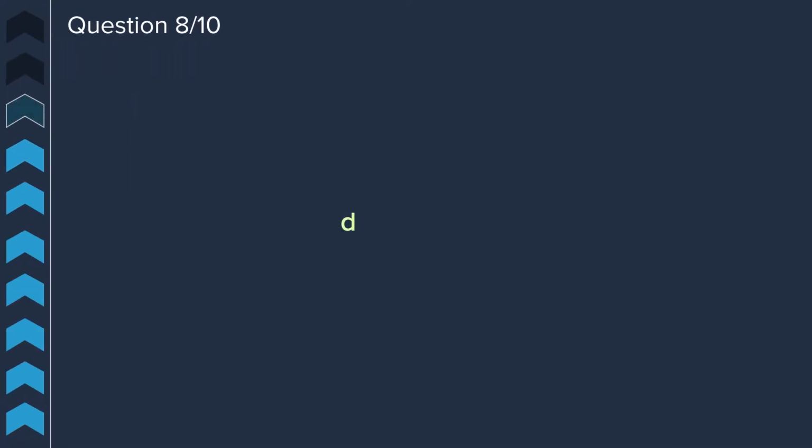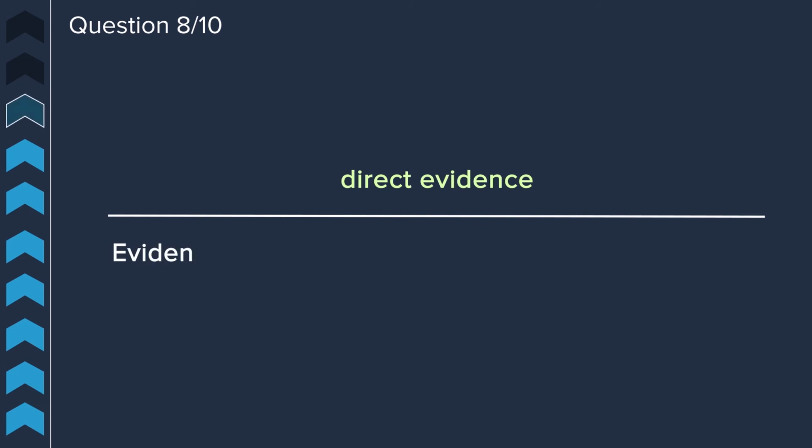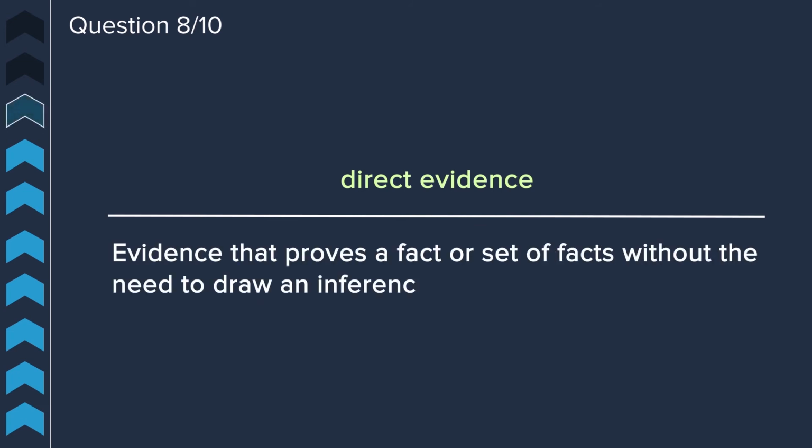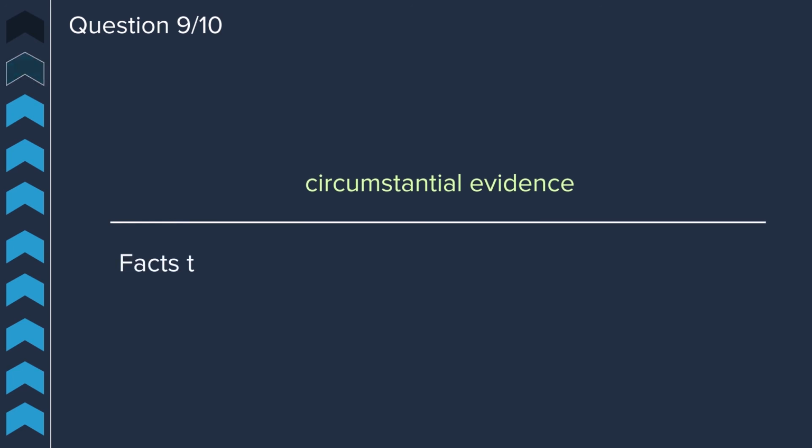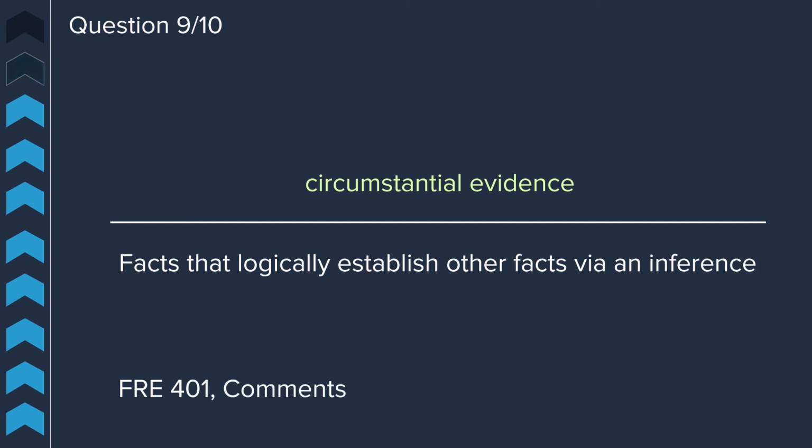Question 8. What is direct evidence? Direct evidence is evidence that proves a fact or set of facts without the need to draw an inference. Question 9. What is circumstantial evidence? Circumstantial evidence is facts that logically establish other facts via an inference.